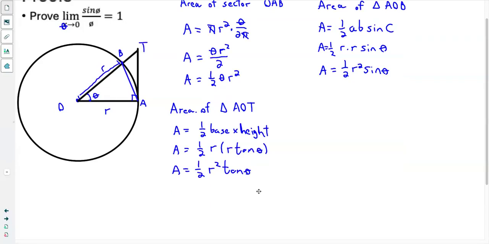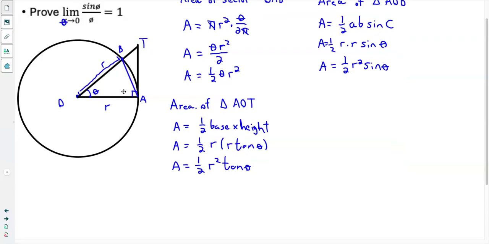Now, if we look at the three shapes that we calculated our area for, we can see that the area of this triangle here should be the smallest area, because we can see the area of this sector includes not only that triangle, but this little bit here. So therefore, we can say the area of triangle AOB must be less than the area of this sector, which is slightly bigger. Which we know must be smaller than the area of this 90-degree triangle that contains both other shapes.